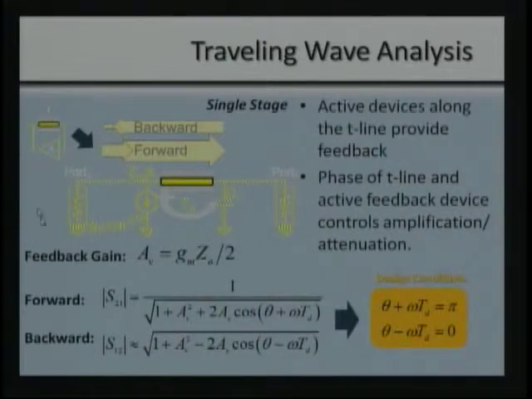To give you a little more detail on how this works, basically let's look at this one little cell with a transmission line L and a feedback amplifier AV. We can use a very, very simple circuit model to predict why this traveling wave amplifier works.